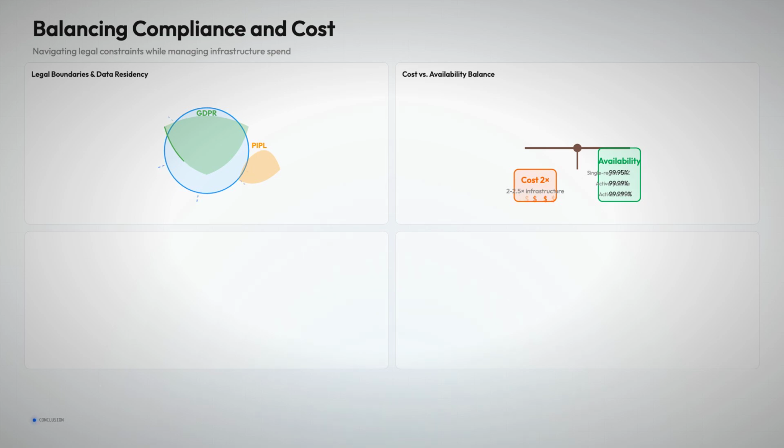Cost-wise, multi-region roughly doubles infrastructure spend, 2 to 2.5 times your single-region budget, and adds 30 to 40% operational overhead due to complexity. Use chaos engineering to test failures.